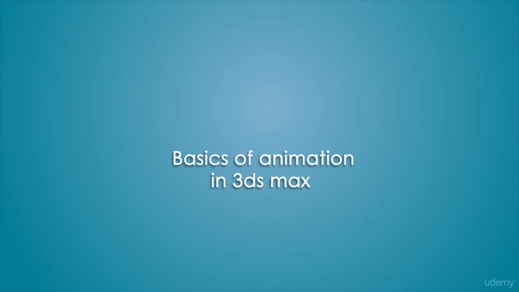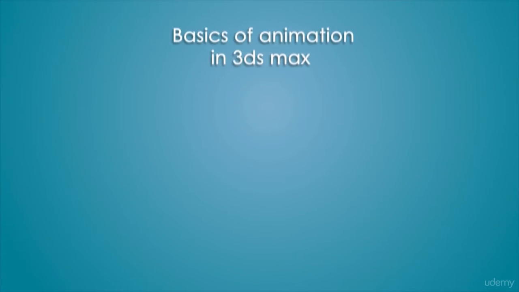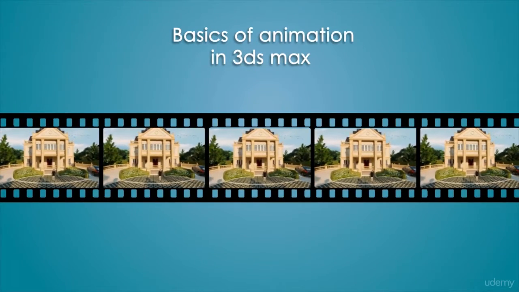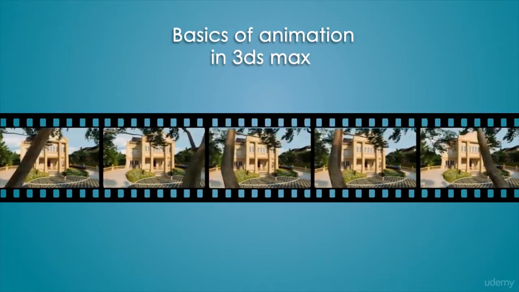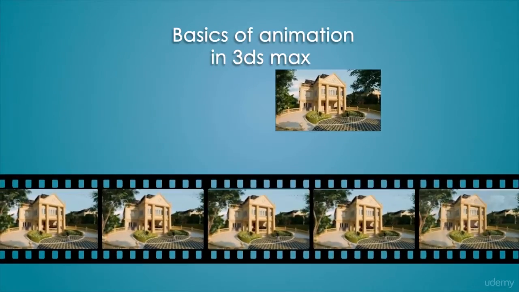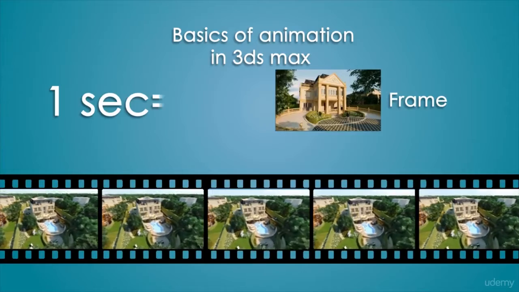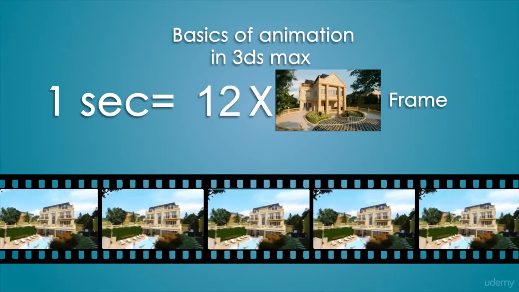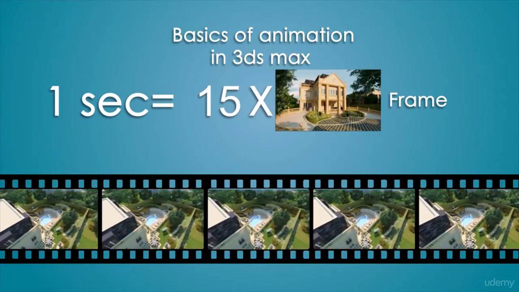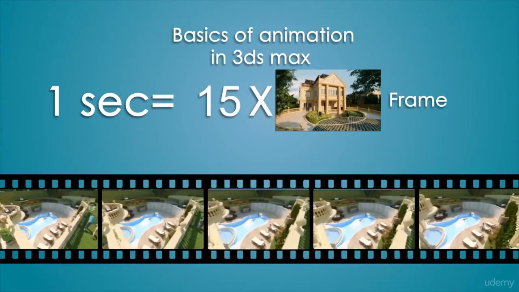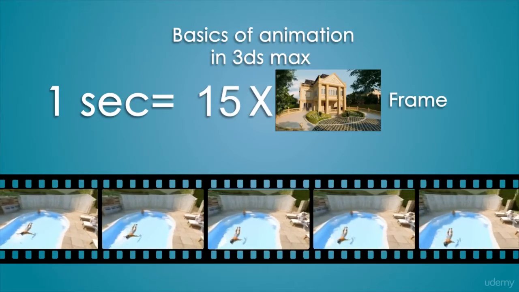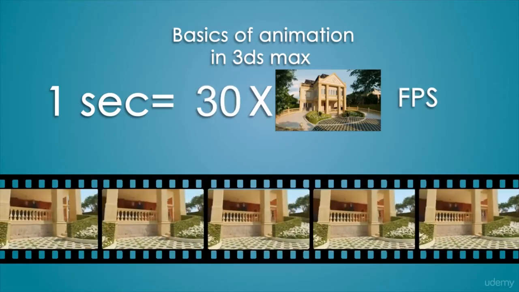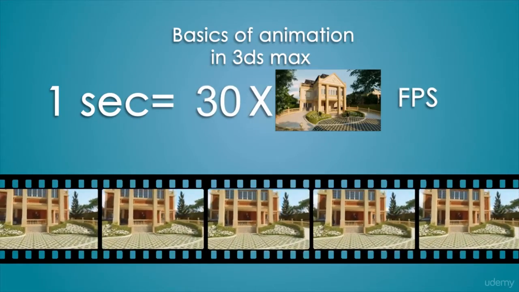Basics of animation in 3ds Max. A movie consists of multiple photos that appear in front of your eyes so quickly that you can feel the movement. In Max, each photo you render is called a frame. For 1 second of animation, you will need to render at least 15 frames so you can feel the movement. For higher quality animation, the frames per second rate, called FPS, we would use 30 frames per second.